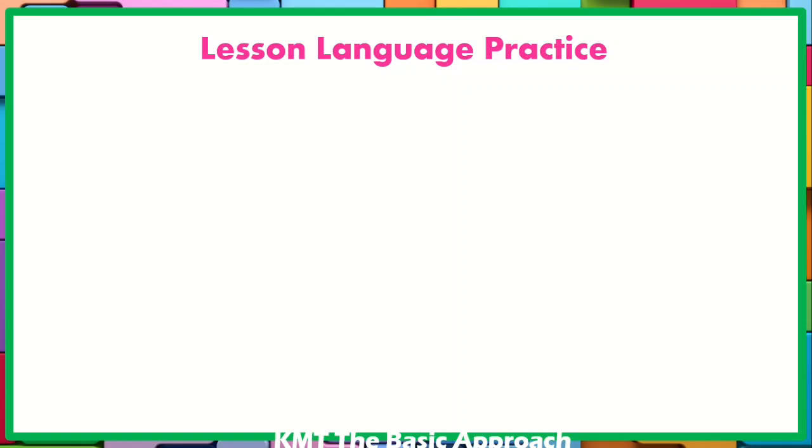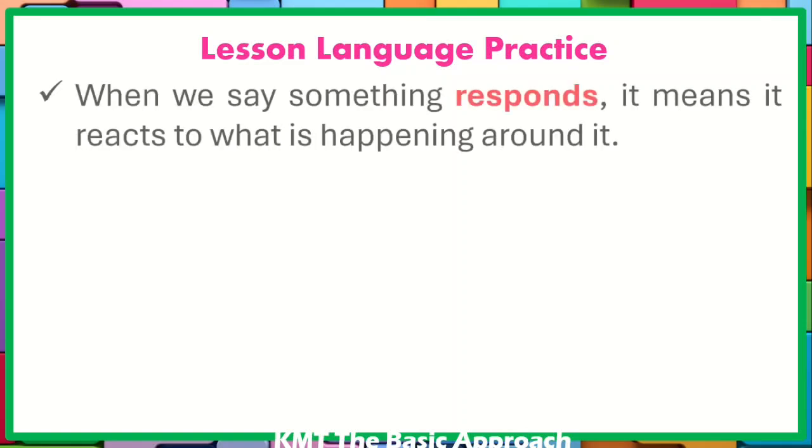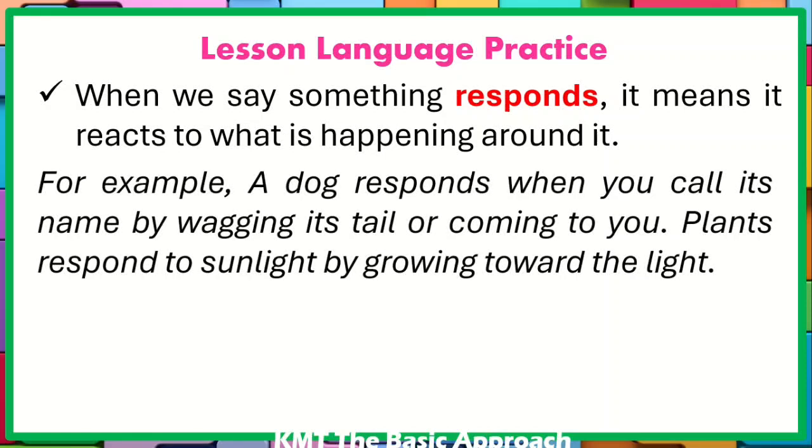Lesson language practice. When we say something responds, it means it reacts to what is happening around it. For example, a dog responds when you call its name by wagging its tail or coming to you. Plants respond to sunlight by growing toward the light.